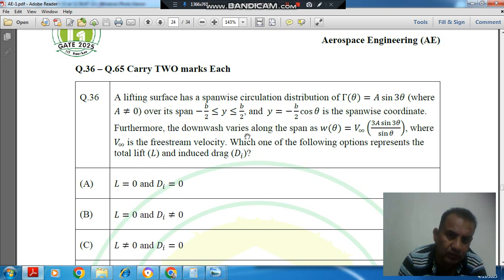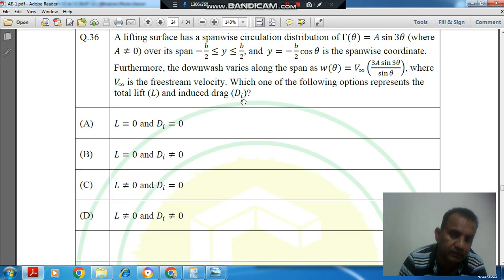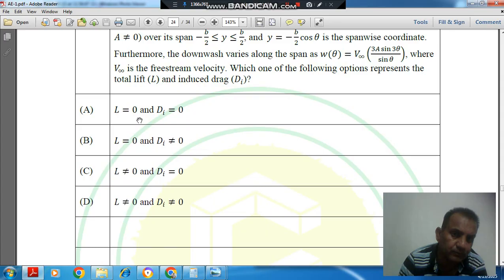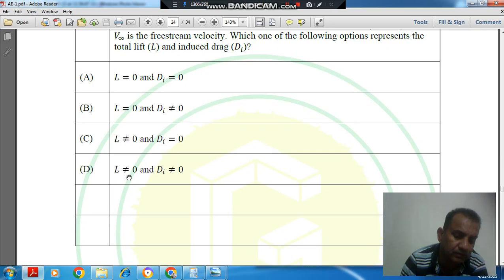Furthermore, the downwash varies along the span as w(θ) = V∞ (3A sin 3θ / sin θ), where V∞ is the free stream velocity. Which one of the following options represents the total lift L and induced drag Di? Option A: L = 0 and Di = 0. Option B: L = 0 and Di not equal to 0. Option C: L not equal to 0 and Di = 0. And option D: L not equal to 0 and Di not equal to 0.